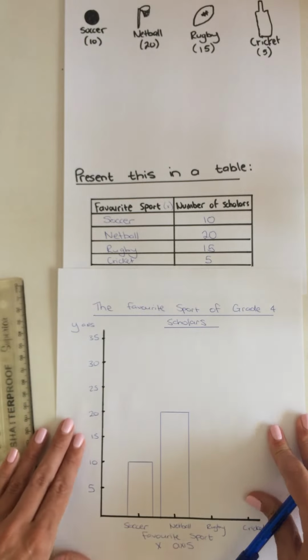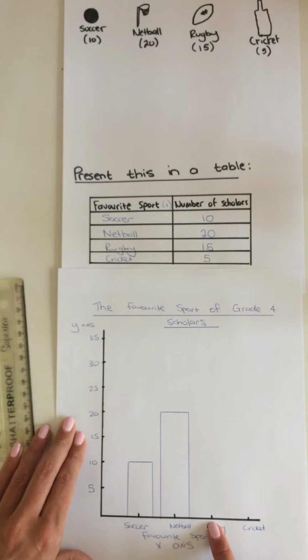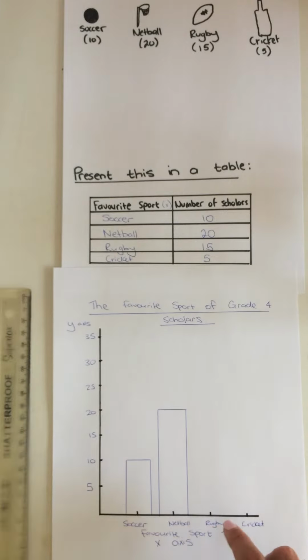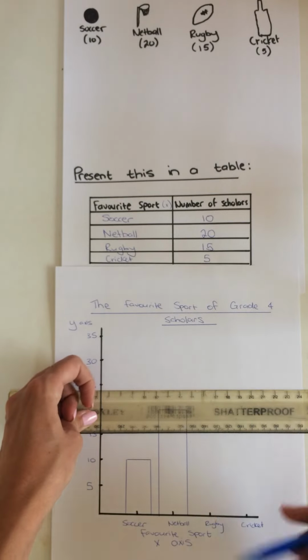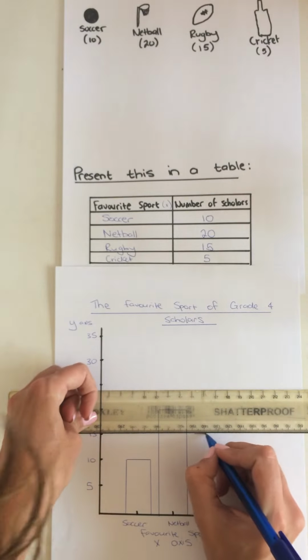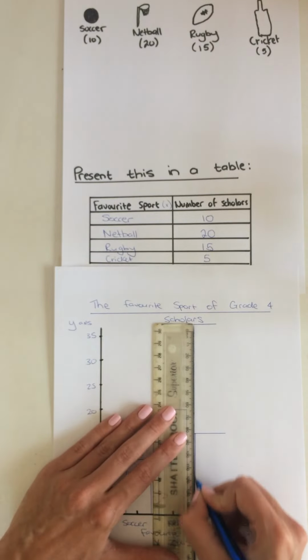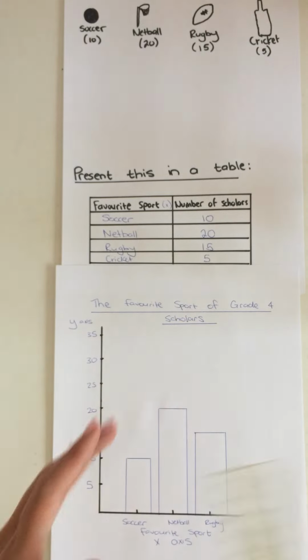Okay, that's netball. Rugby, there are 15 scholars who like rugby, so I'm going to do the same thing. Here's rugby, here's 15. So I'm going to take my ruler, put it on 15. Rugby goes all the way up. I'm going to draw a nice straight line, and with that straight line I'm going to draw my bar with a ruler, always with a ruler.